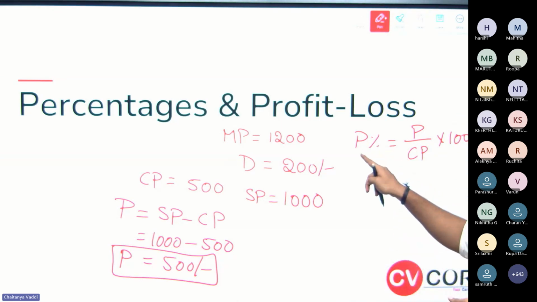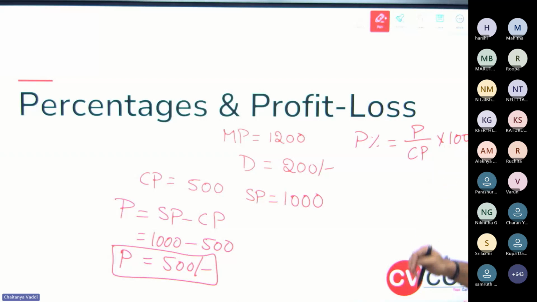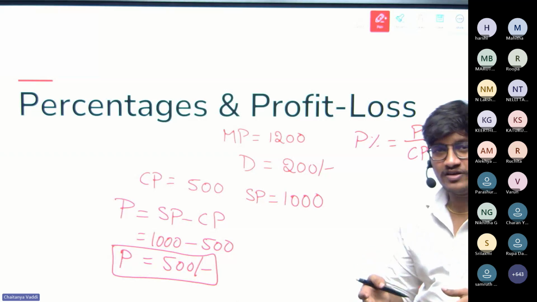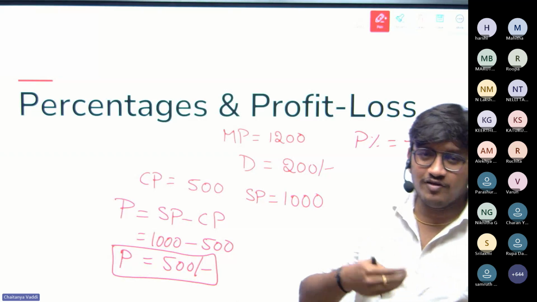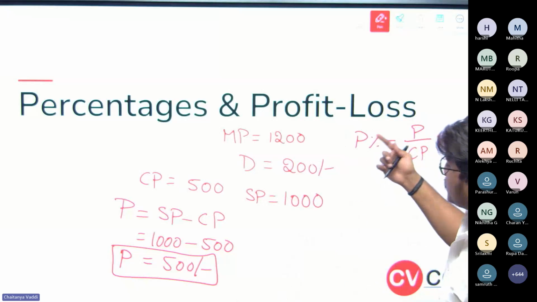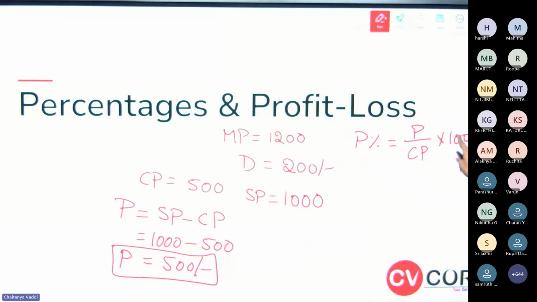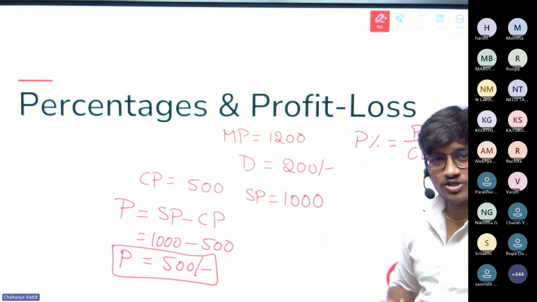When you get profit by cost price into 100... not always in business will we get profit. Sometimes you may get a loss also. If you want to calculate the loss percentage, it is loss by cost price into 100.